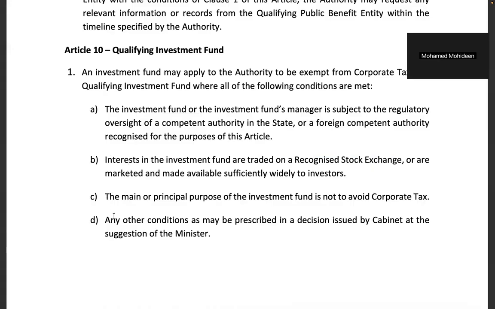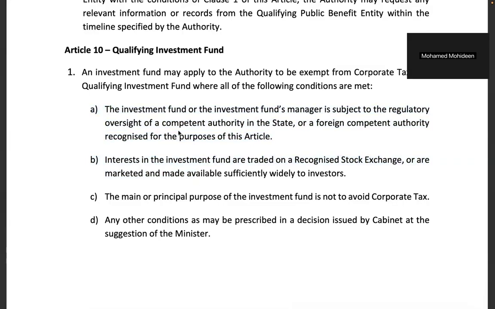What are the third and fourth conditions? The main or principal purpose of the investment fund is not to avoid corporate tax. Okay, fine. That's a general provision. That no tax avoidance is already embedded in every single article of the UAE corporate tax law, for that matter. And then any other conditions. So if you really think about it, C and D are generalistic conditions. These are the only two conditions. Am I right?